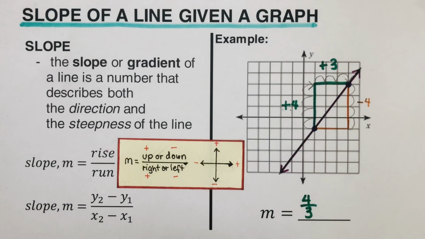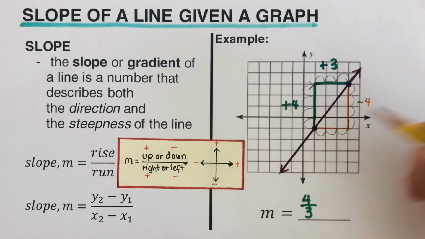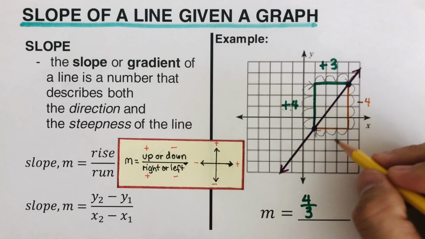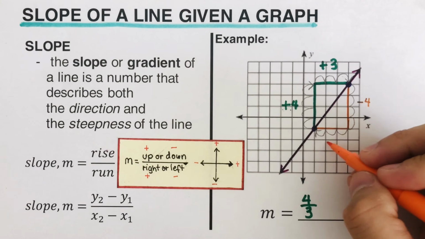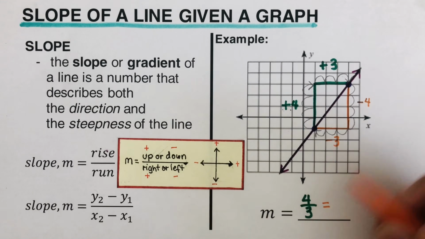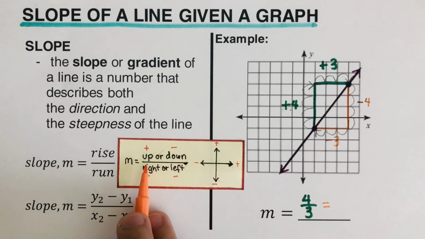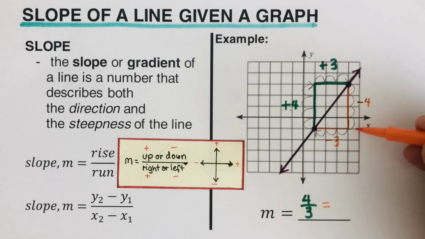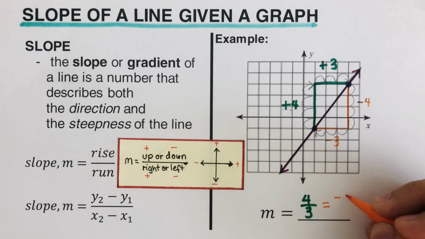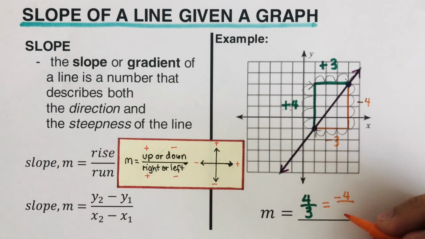And then after that, I go to the left 1, 2, 3. So I went to the left 3, and I label this as negative 3. So we can come up with another slope, because again, the numerator for the slope would either be up or down. We went down 4, so that's a negative 4, over, we went to the left 3 times, so that's a negative 3.